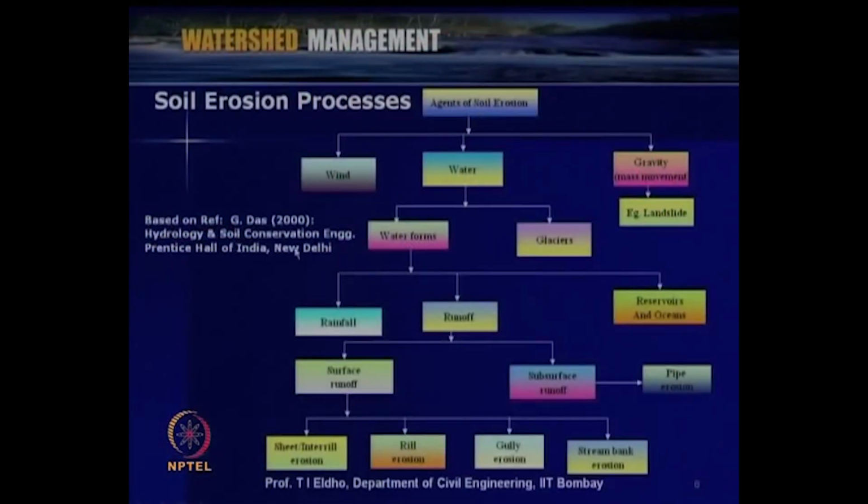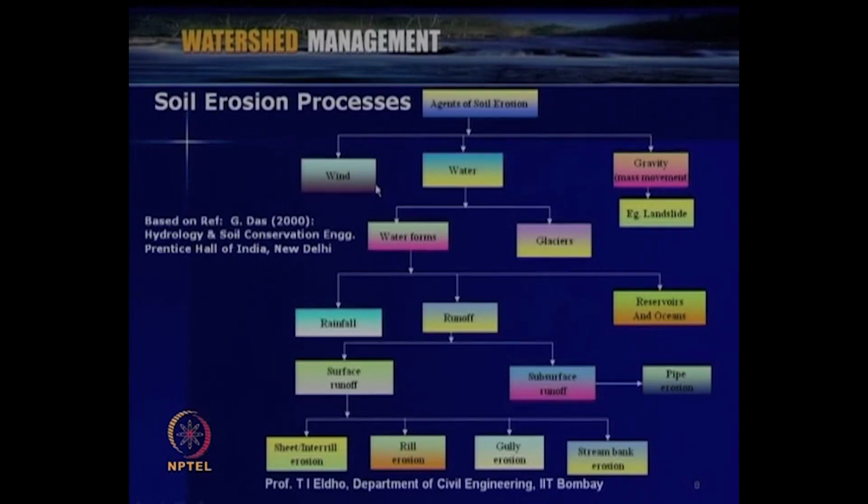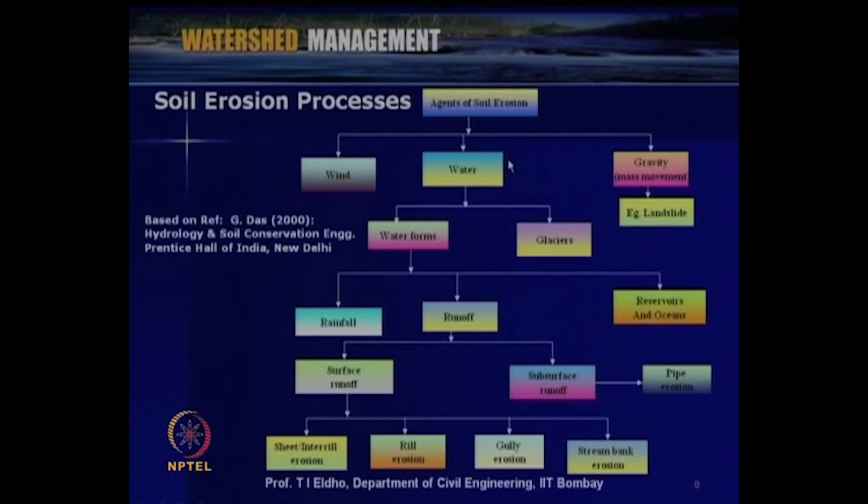So, we have seen that the main agents of soil erosion are water and wind. The agents of soil erosion in this chart are as given by G. Das in his book Hydrology and Soil Conservation Engineering. So, the agents of soil erosion can be either wind, water, or gravity. Gravity means mass movement, like what happens in the case of a landslide. As far as water is concerned, it is the major cause of soil erosion.